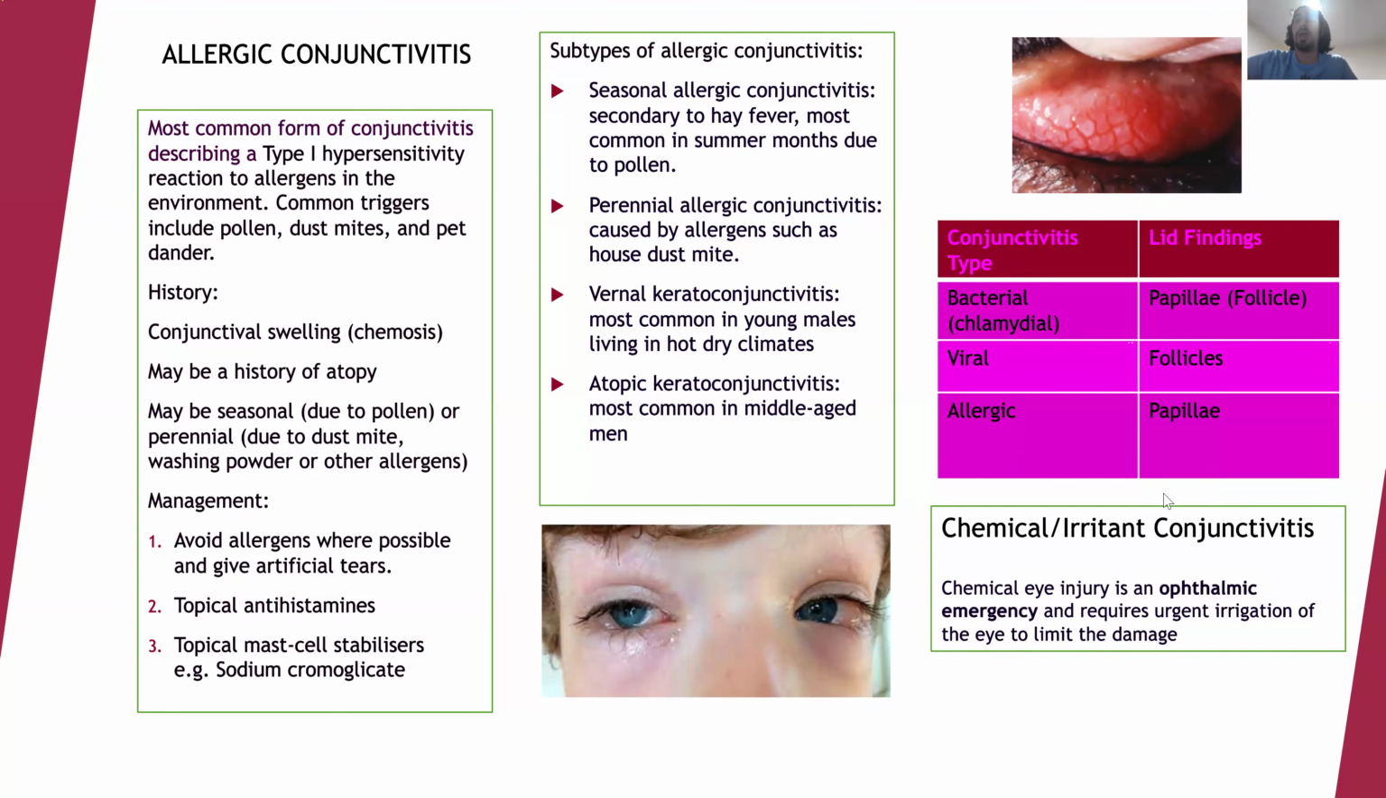But you can get chemical and irritant conjunctivitis, and in that case it is an ophthalmic emergency. So that's urgent irrigation of the eye and urgent referral straight away. On the right hand side here, it's the lid findings, so what you'll see in the eyelids. In bacterial and allergic, you'll see papillae, and in viral, you'll see more follicles. But again, it doesn't really come up.